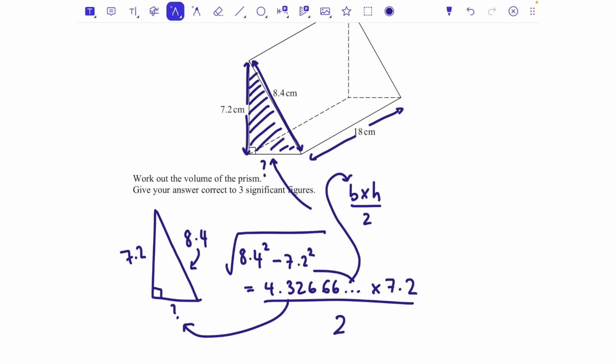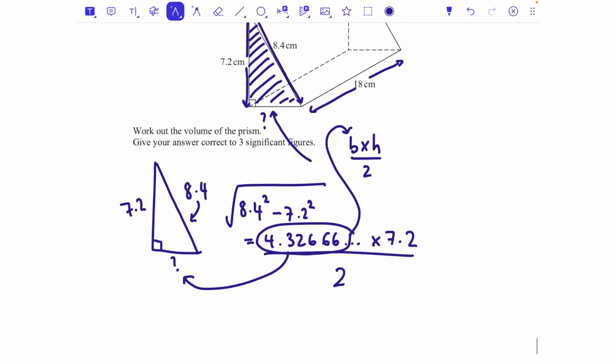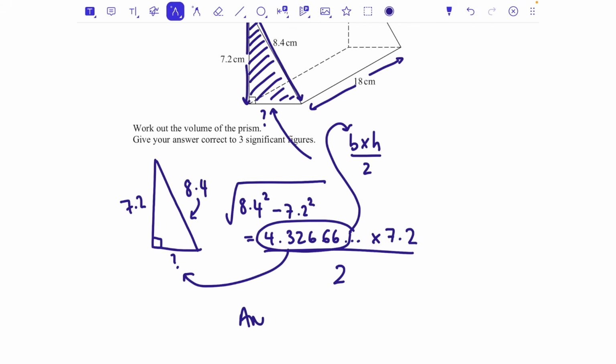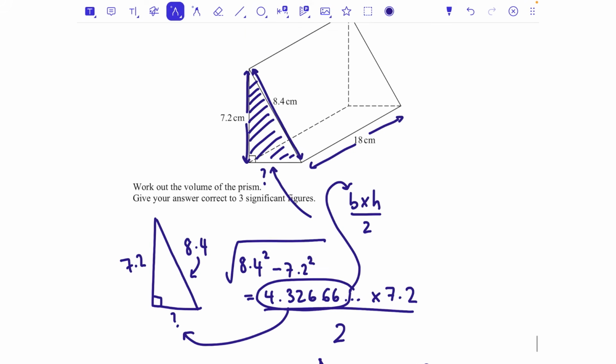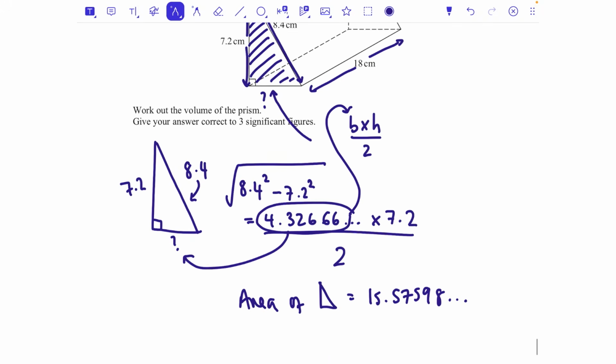Now I'm not going to clear this number from my calculator. I'm just going to type times 7.2 and then divide it by 2. So I've kept all of the accuracy of that answer. I haven't rounded it at all. And that gives an area of the triangle, it's gone the other way. Area of the triangle that is 15.57598 and so on.